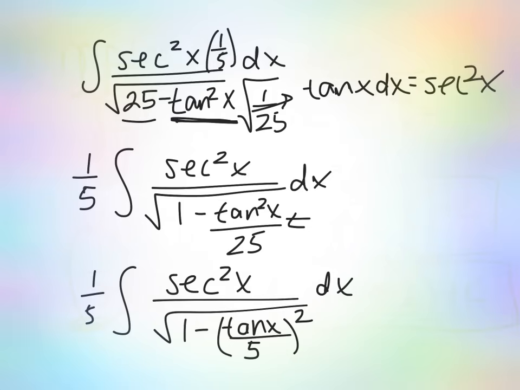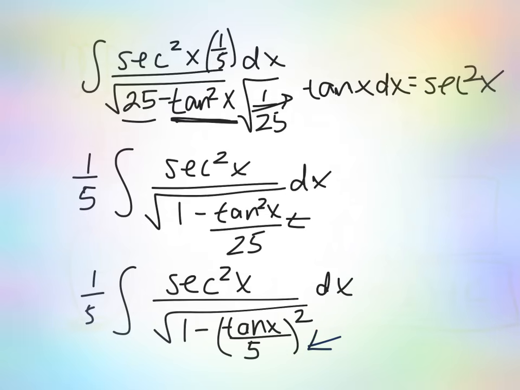You could do this with the u substitution, like you could make tangent of x your substitution. I'm not doing that here because the derivative is obvious in the problem: secant squared is the derivative of tangent, so it's not really necessary, but you could do it with u substitution. Our u value would be the tangent of x over 5.